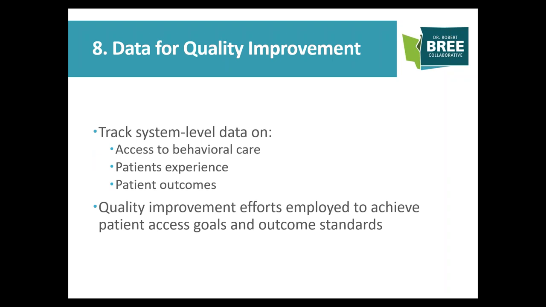So our last element is focused on data for quality improvement. From the patient's perspective, this might look like the practice asking for my feedback about my experience at the clinic, and frequently asking and reassessing my health goals together, the practice and the patient, to see how I'm improving and where I might need support or advice. It just feels like the practice is getting better at serving my needs. And then at the practice level, system-level data regarding access to behavioral care, patient experience, and patient outcomes are being tracked. If system goals are not being met, quality improvement efforts are employed to achieve patient access goals and outcome standards. Next slide.